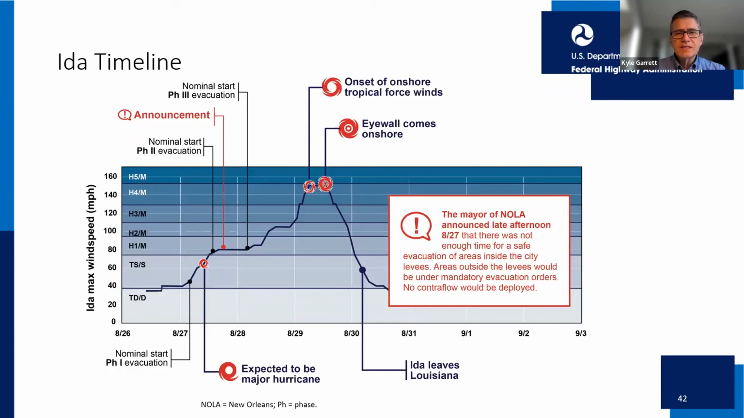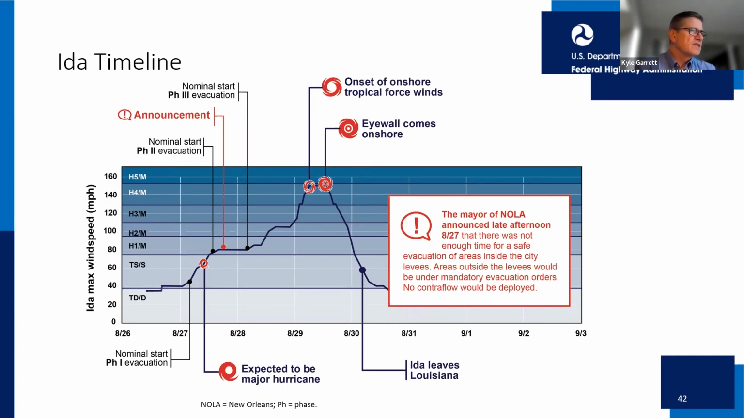So to give you some idea of how this all came down, we put together one graphic that crams an awful lot of information in here. What we're looking at is the time across the bottom in days, of course, with the calendar day, and then the maximum wind speed, which is associated with the hurricane or tropical storm category.